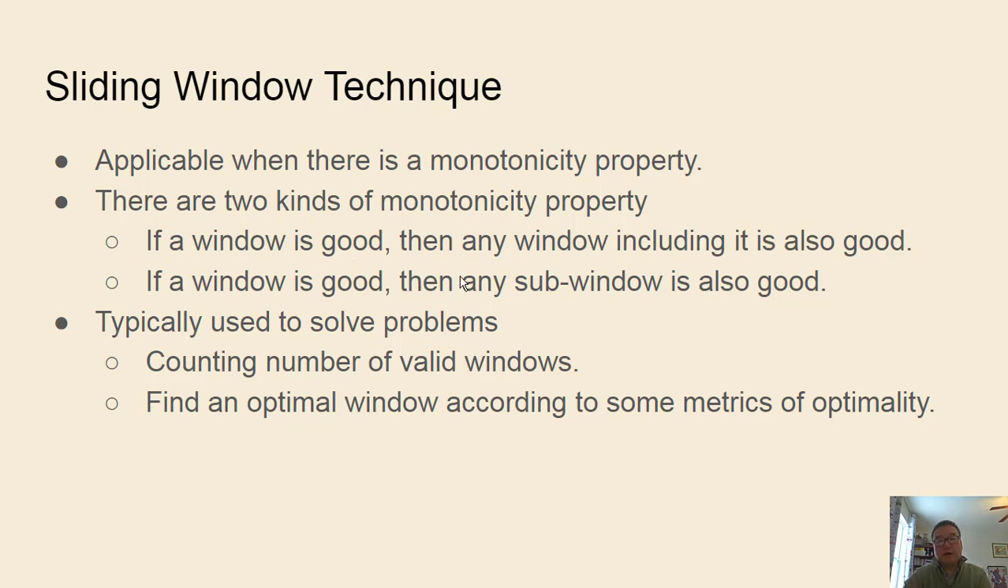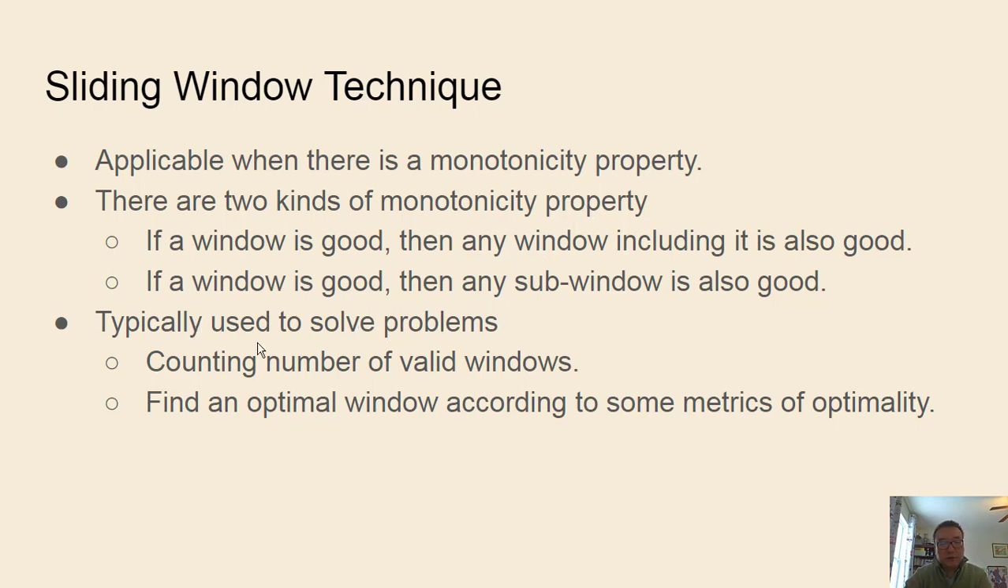But there's also another kind of monotonicity property, where we want the window to not include too many. So maybe we want to not include all the breeds. In that case, if the window is good, then any sub window is also good. For that we can also use a sliding window, because the monotonicity essentially allows us to prune away windows that we know we don't need to consider.